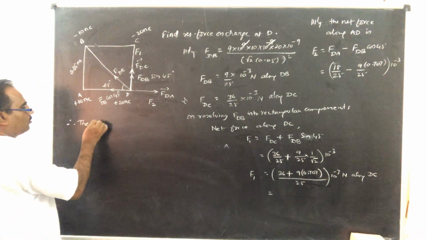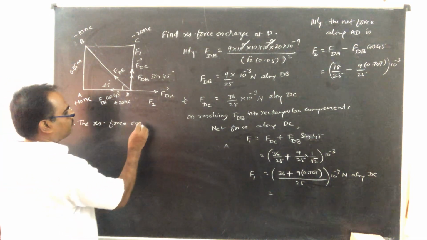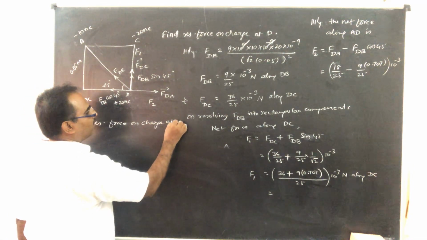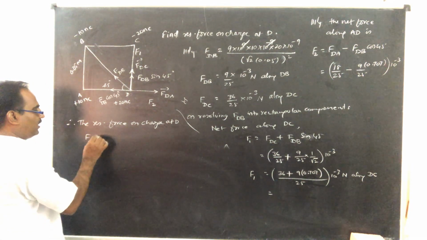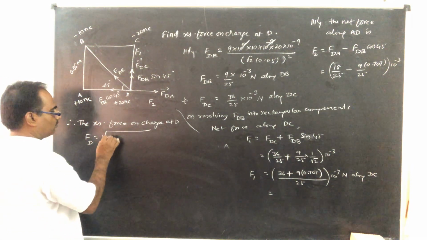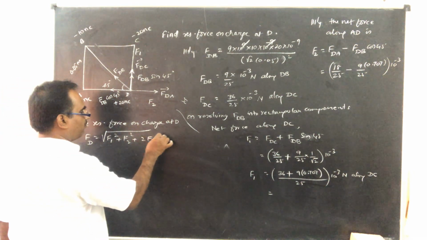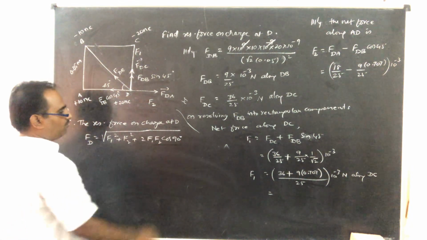Therefore, the resultant force on the charge at D is equal to root of F1 square plus F2 square plus 2 F1 F2 cos 90. So this third term will become 0.